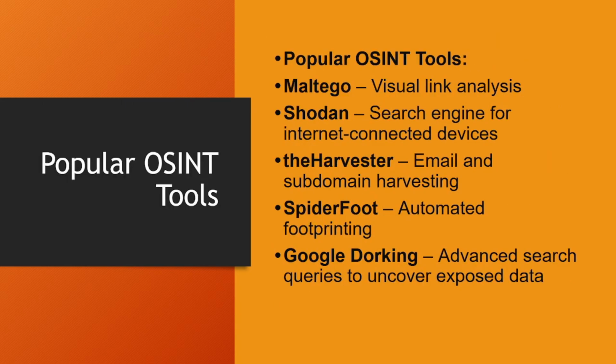And the popular OSINT tools, we got Maltego for visual link analysis, Shodan, which is the Google for internet connected devices, theHarvester for email and subdomain harvesting, SpiderFoot for footprinting, and Google Dorking, which is advanced search queries to uncover exposed data.